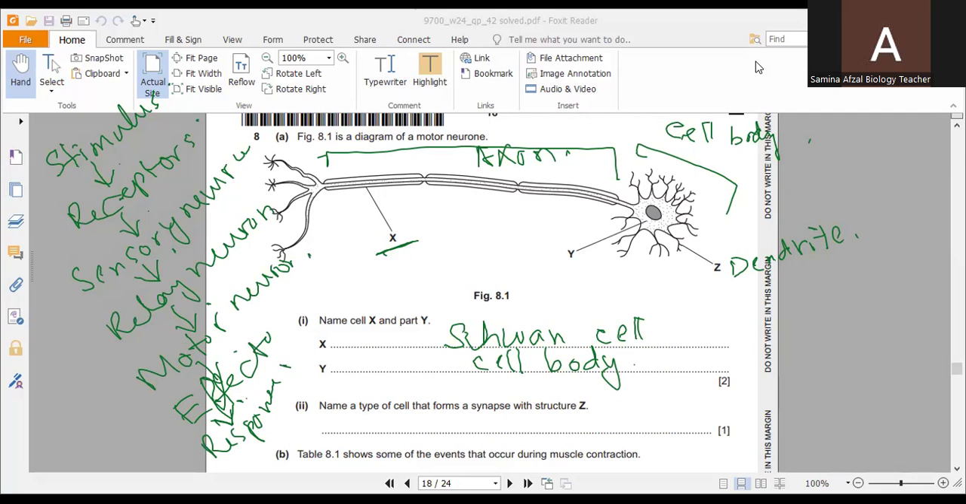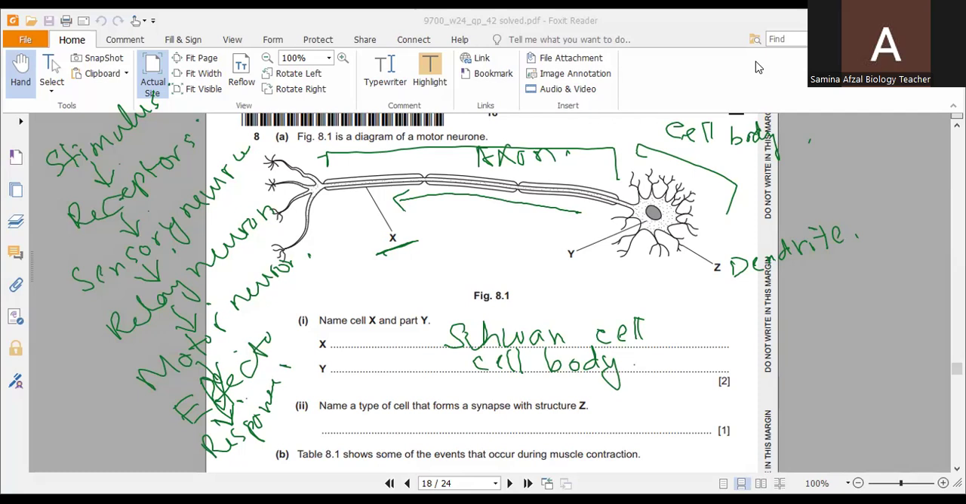Here you can see the next question is: name a type of cell that forms a synapse with the structure Z. Here you have seen the motor neuron. The nerve impulse always moves from the cell body towards the axon. So it means the information is coming from the relay neuron towards the motor neuron.